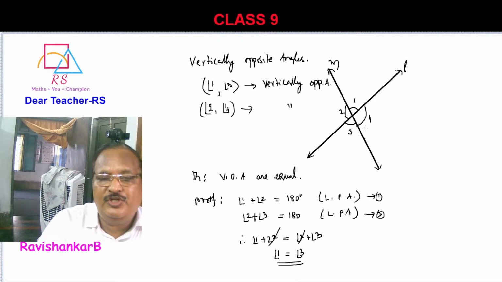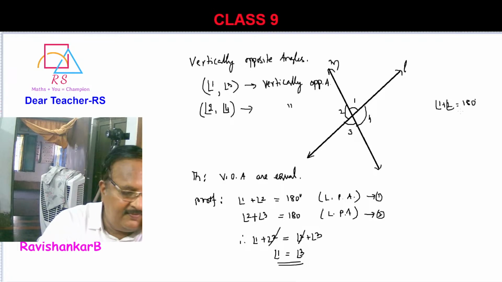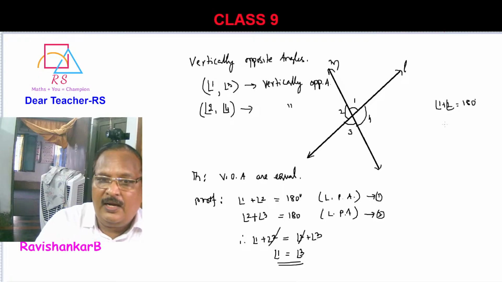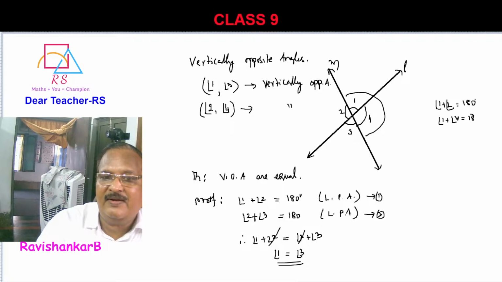Then how do you prove angle 2 is equal to angle 4? In the same way. Again angle 1 plus angle 2 is equal to 180 degrees. I am not writing the reasons and everything, I am just showing you. And angle 1 plus angle 4 is equal to 180 degrees. So we have taken these two things and these two things. Then 1 plus 2 is equal to 1 plus 4. So angle 1 will get cancelled, and angle 2 is equal to angle 4.